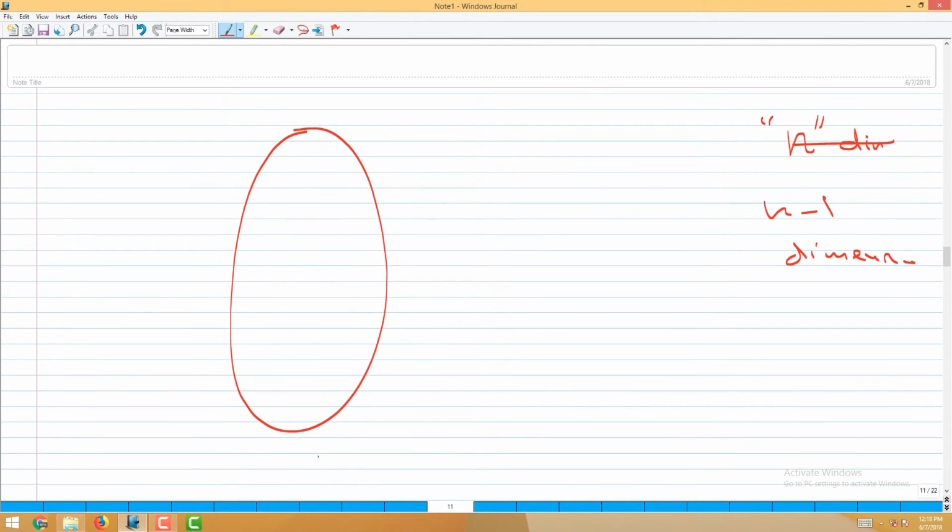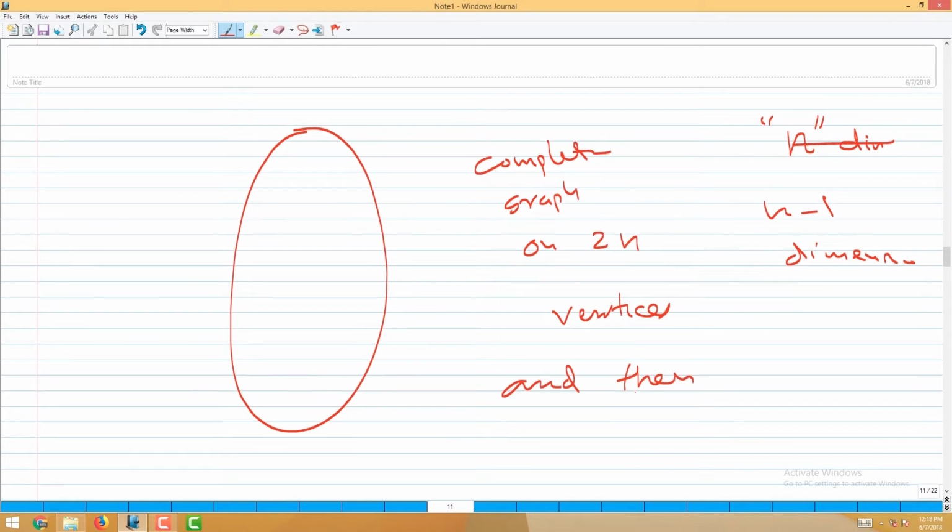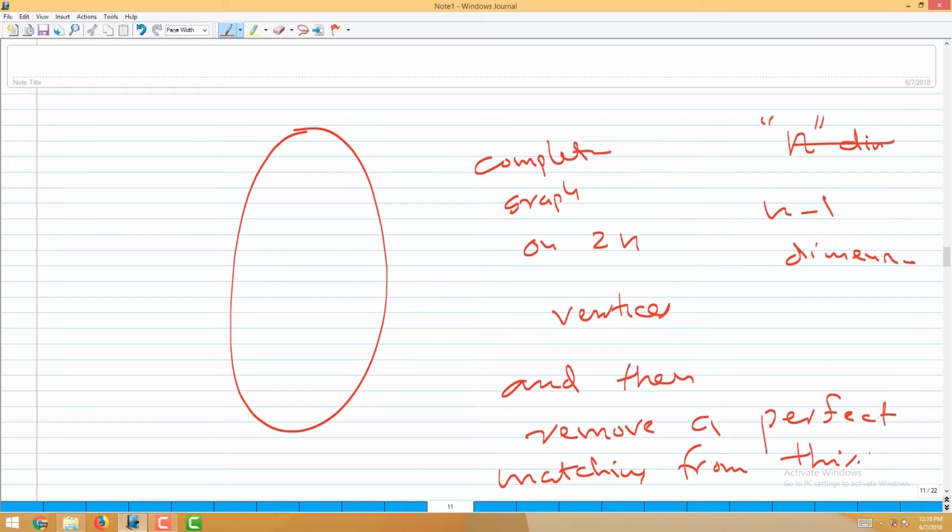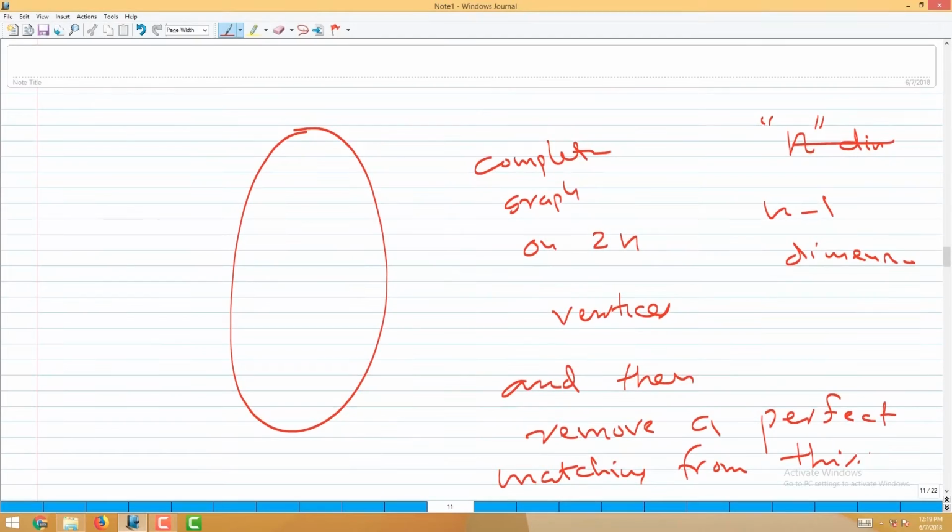You take a complete graph on 2n vertices, and then remove a perfect matching from it. Take a complete graph on 2n vertices and remove a perfect matching from it. Because there are 2n vertices, you should be able to pair them up: 1, 2, 3, 4, 5, 6, something like that. So it will look like this.